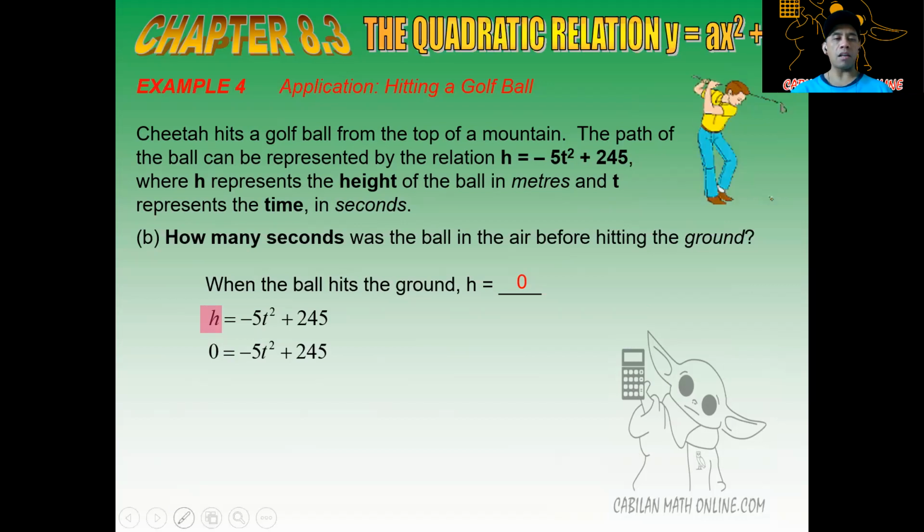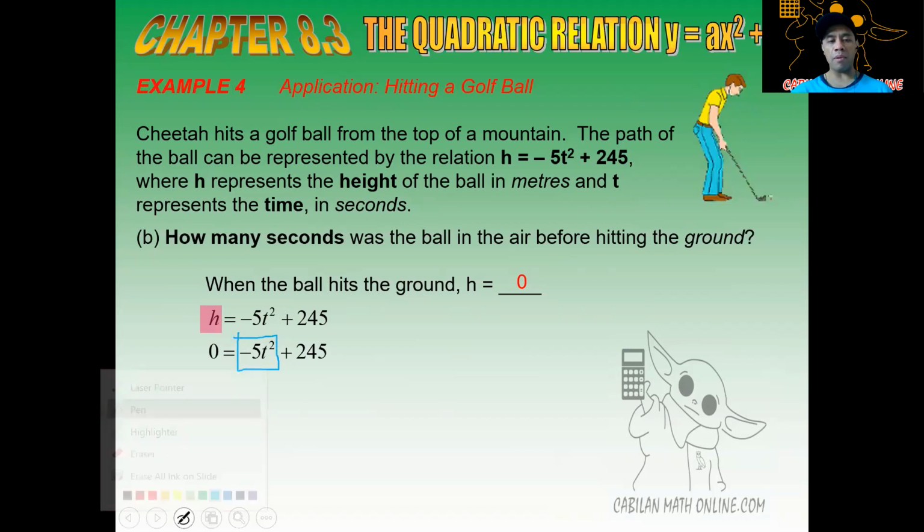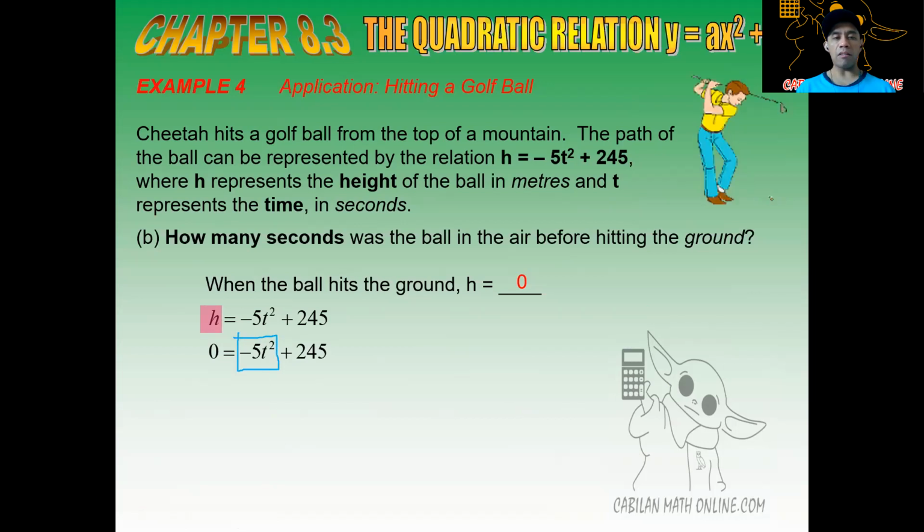Remember that since we're solving for the letter t, we need to leave the t alone until the final step. So I'm going to put a blue box around it. You'll notice I put a box not just around the t, but also the -5 because the -5 is attached to it there. We're going to leave that alone until we actually have to deal with it. Next, we're going to take the 245, move it to the other side, and it becomes subtraction.